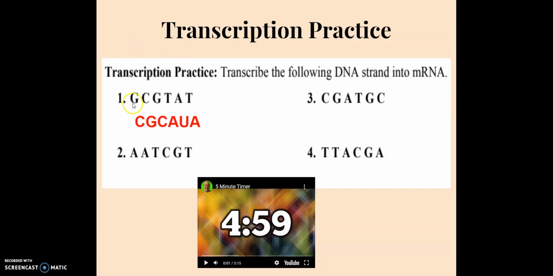So the first one here, the G is going to complement with C, C goes with G, G goes with C, T goes with A, A goes with U, because there are no T's in RNA, and then T goes with A. So that would be the answer to the first one. The second one here, A goes with U, because there's no thymine. A goes with U, T goes with A, C goes with G, T goes with A. And then the remaining two are as follows. So just check your work and make sure that you're creating the mRNA strand from the DNA strand.